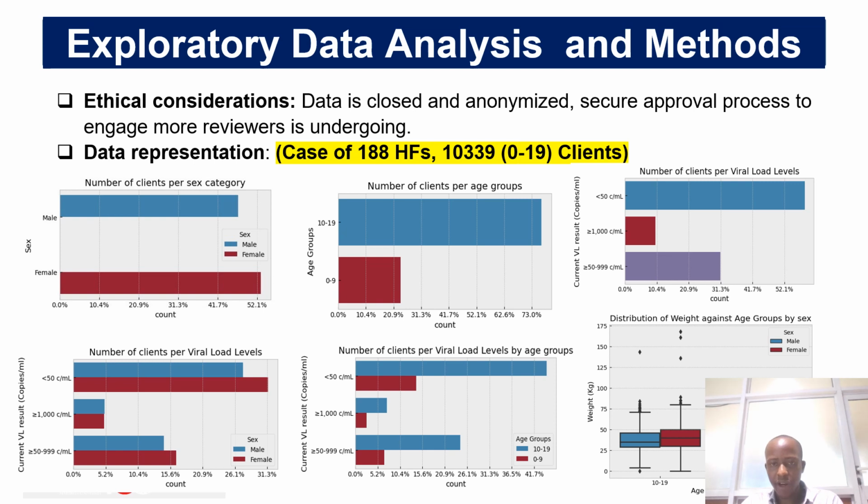On my extreme right, we see a box plot representing sex and weight, with some outliers as you can see, but the majority, 75%, are having weight below 50 kilograms, and for those between 0 to 9, 75% of them are below 25 kilograms of weight. So weight is a key factor. It feeds into the outcome of a patient.